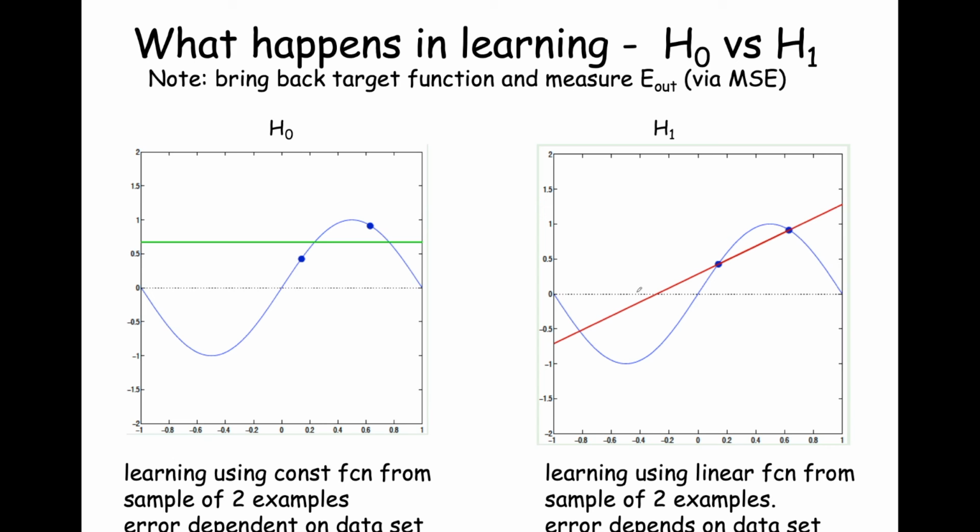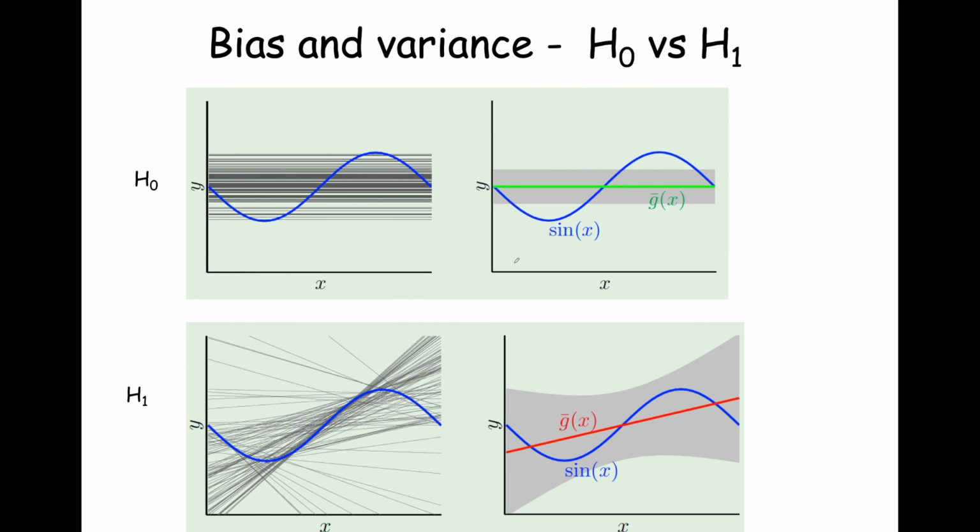And so in this case, the error is going to be dependent on the data set. If we have a different set of 2 points, we're going to have different errors. And so we're going to bring back our target function, and we're going to measure out of sample error. But this time, we're going to do it based on our data points, and this is more like what happens in learning. And so let's take a look at our bias and variance. So we're going to, in a series of rounds, pick different data sets.